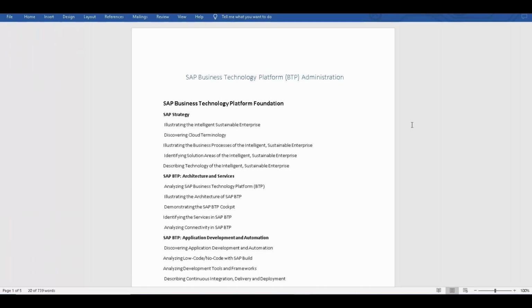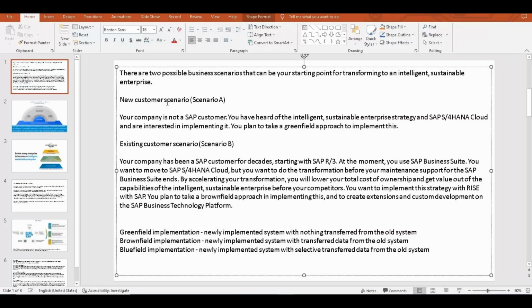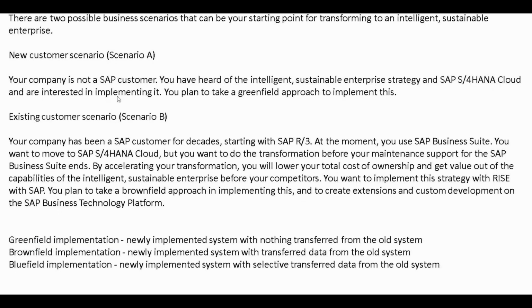if there is a customer that wants to start with this, to transform their existing landscapes into an intelligent, sustainable enterprise, what are the options they have? Primarily, there will be mainly two scenarios. One is a new customer scenario, and another is an existing customer scenario. Most of you might know about terms like greenfield implementation and brownfield implementation. A lot of times you come across these terms, greenfield, brownfield.